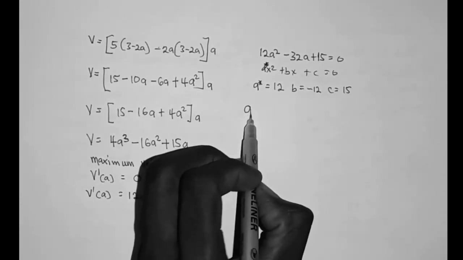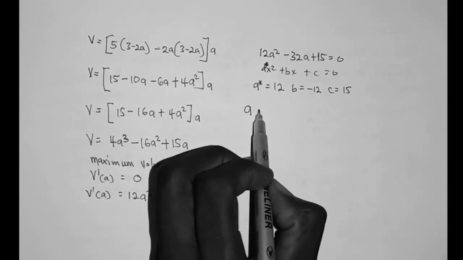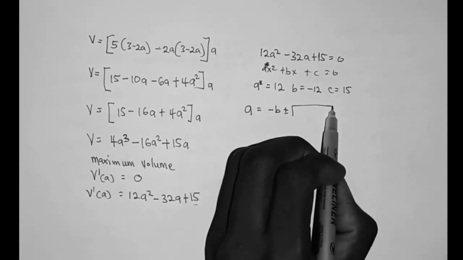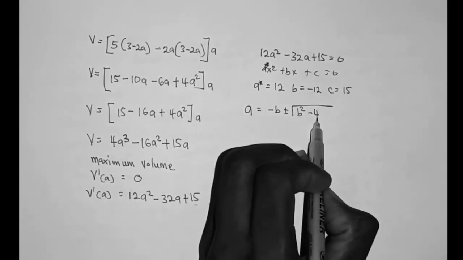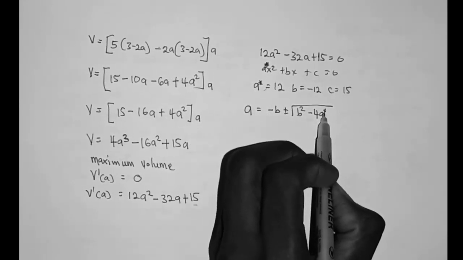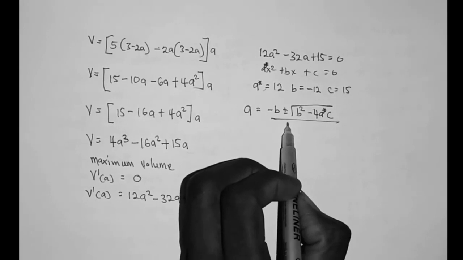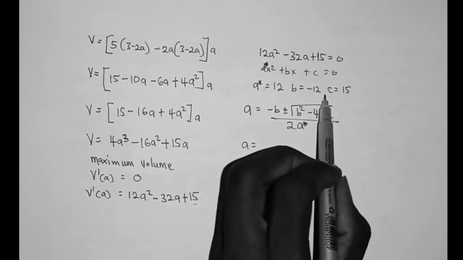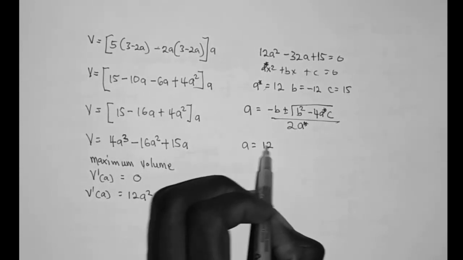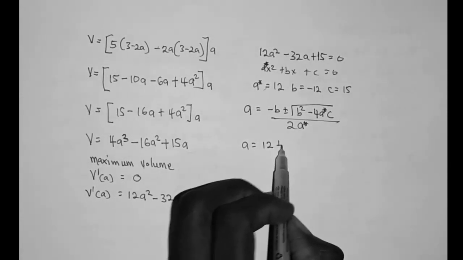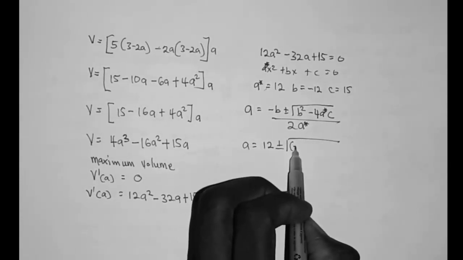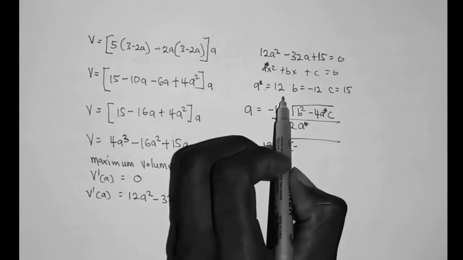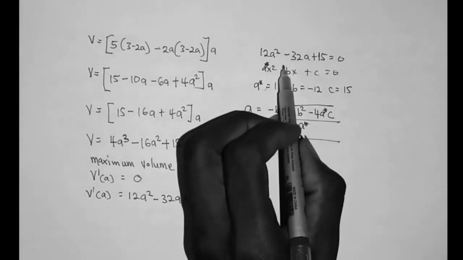So let's use the quadratic formula to find the value of a. a is equal to minus b plus or minus the square root of b squared minus 4 times a times c, all divided by 2a. So a is equal to minus b, which is minus minus 12. Minus minus 12 is 12, plus or minus b squared, so minus 12. I made a mistake. a is 12, but b is minus 32.